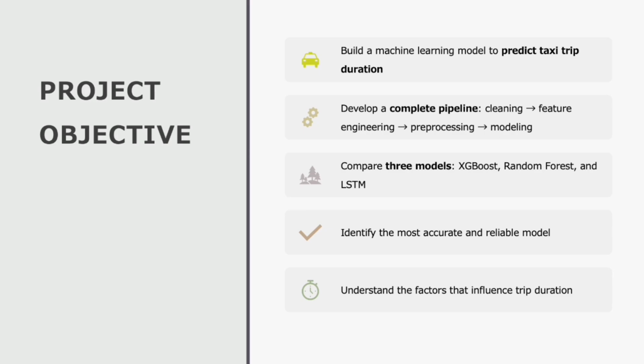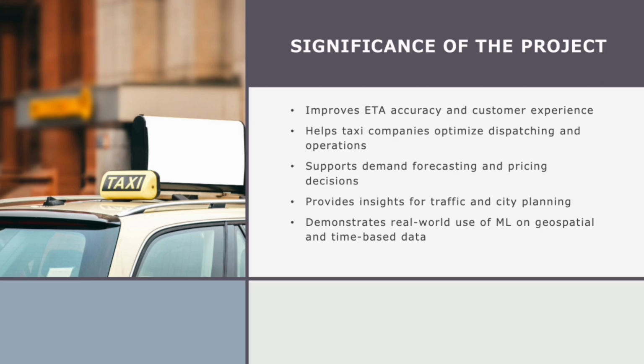We developed a complete pipeline from data cleaning to modeling, compared three models, XGBoost, Random Forest, and LSTM, and aim to identify the most accurate model while understanding the key factors that influence trip duration. This project is significant because accurate trip time prediction improves customer trust, helps taxi companies optimize their operations, and can support traffic and mobility planning at a city level.